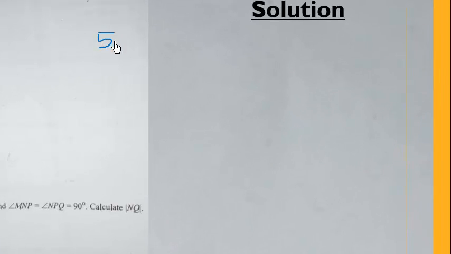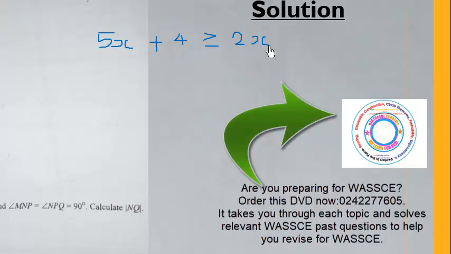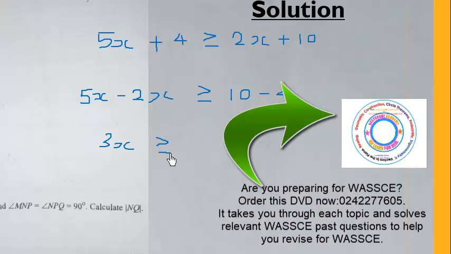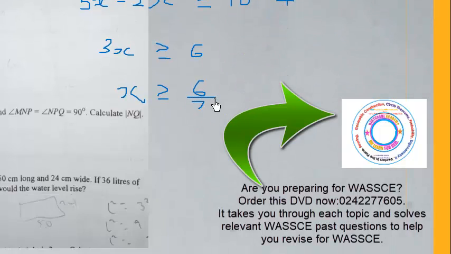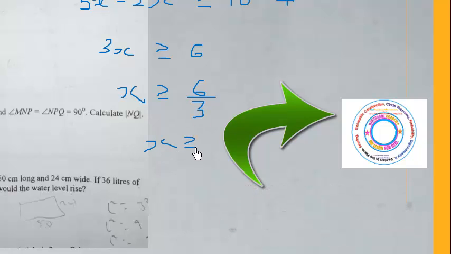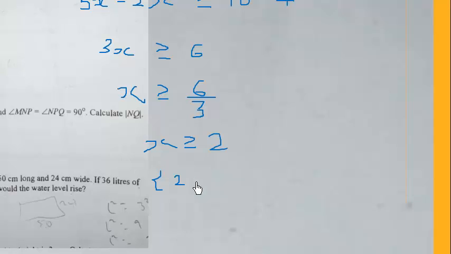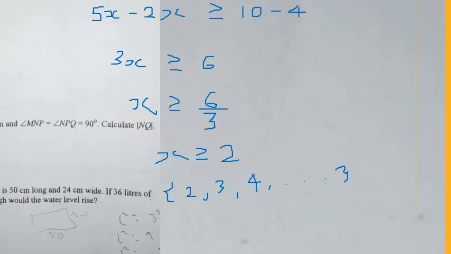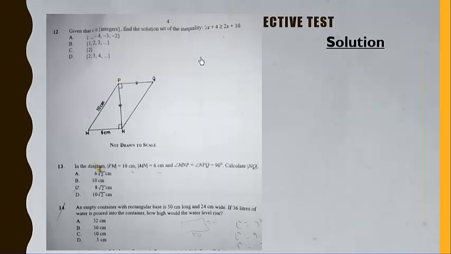Now we want to find the solution set for 5x plus 4 is greater than or equal to 2x plus 10. So grouping like terms, we have 5x minus 2x is greater than or equal to 10 minus 4. So we have 3x is greater than or equal to 6. So x is greater than or equal to 6 over 3. So this means x is greater than or equal to 2. So the set of integers greater than or equal to 2 are 2, 3, 4, and so on and so forth. So the correct answer is this.